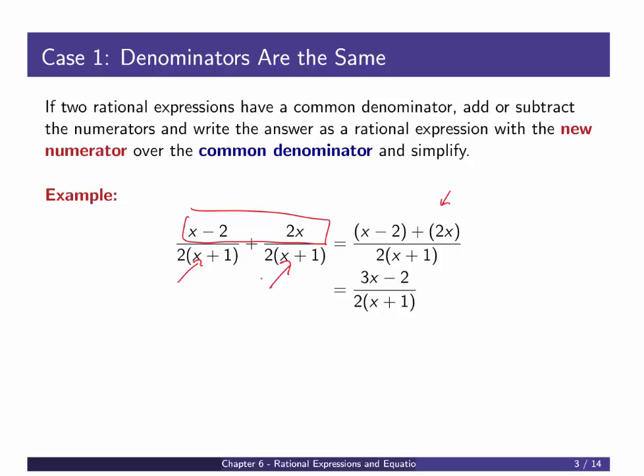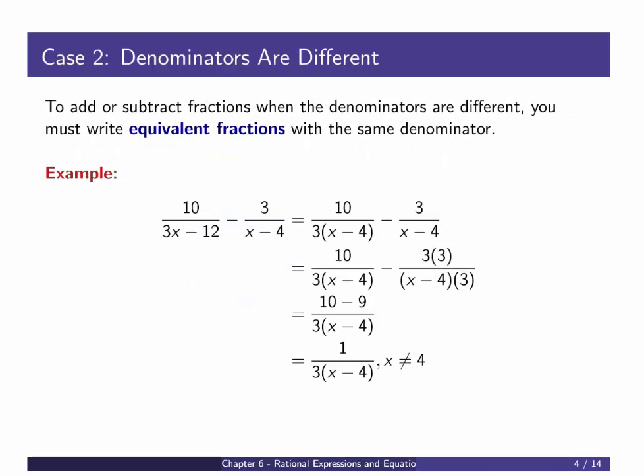The big question is, what if the denominators are different? Then you're going to have to find a new denominator, a common denominator. And to do that, what you're basically going to do is simplify first.